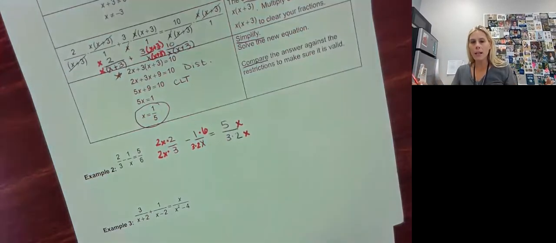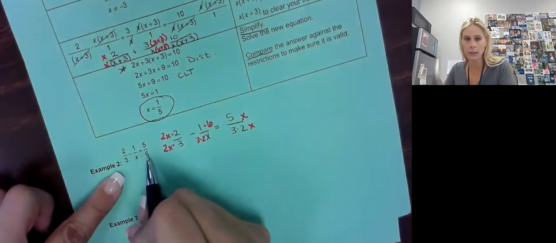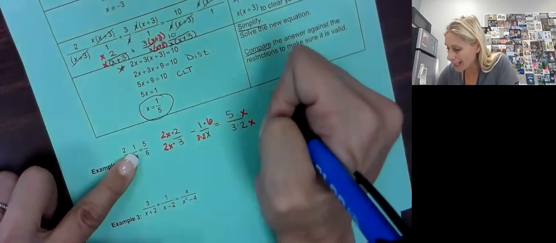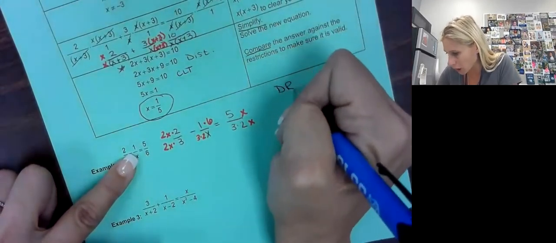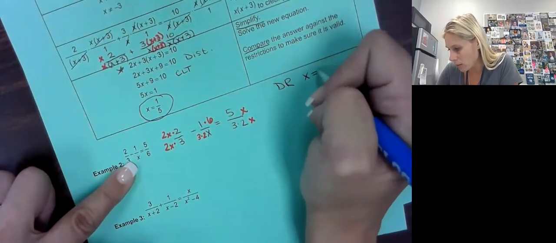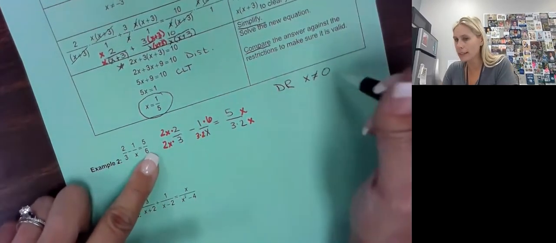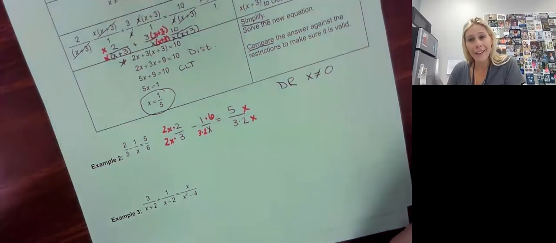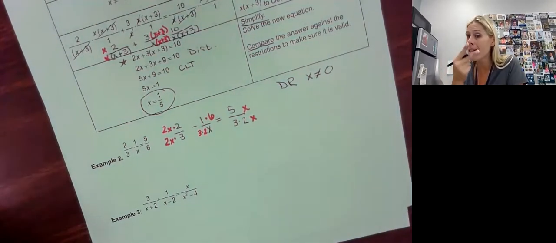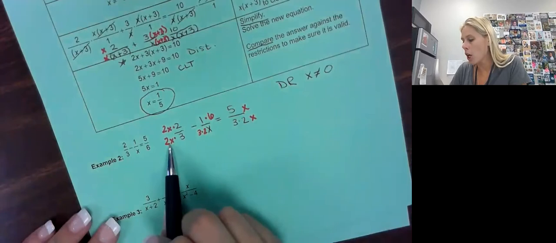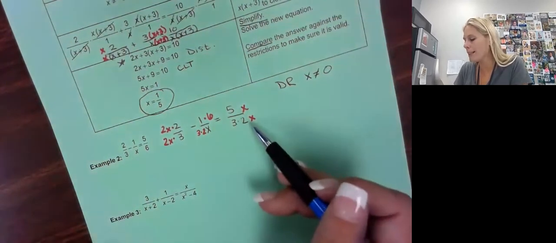Oh, I forgot a step, didn't I? I forgot the domain restrictions. So before I continue, let's look at these denominators here. Can 3 ever be 0? No. Can x ever be 0? Yes. So we have a domain restriction that x cannot equal 0. Can 6 ever be 0? No. So that's our only domain restriction. Hopefully in the future I remember to do that step second. Okay, go back to what we just did. Common denominators. You see that? Whatever we did to the bottom, we did in the top.